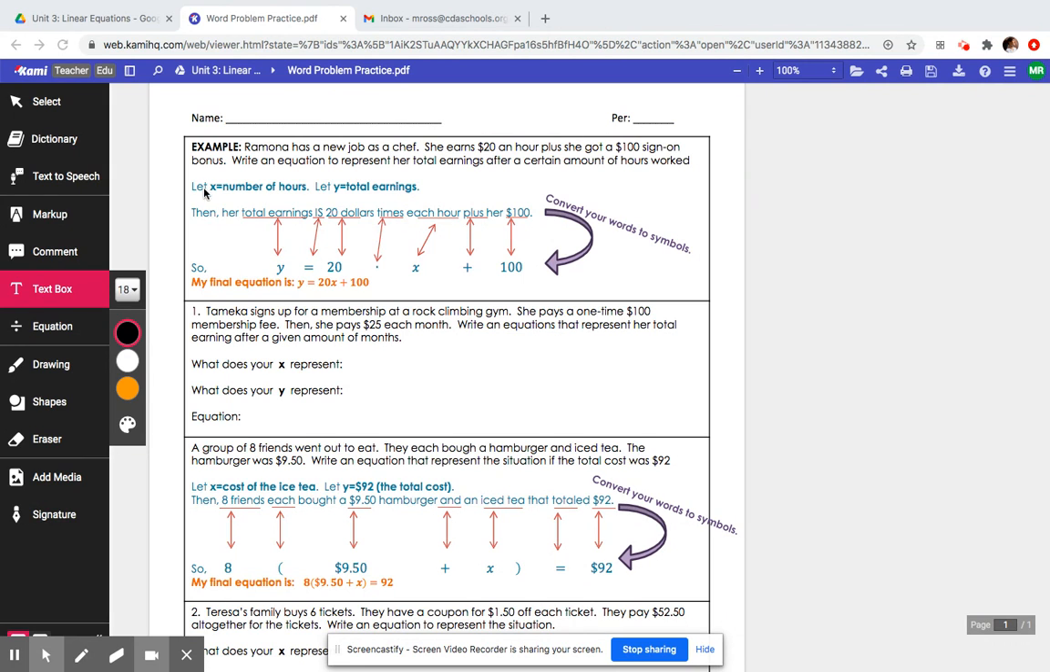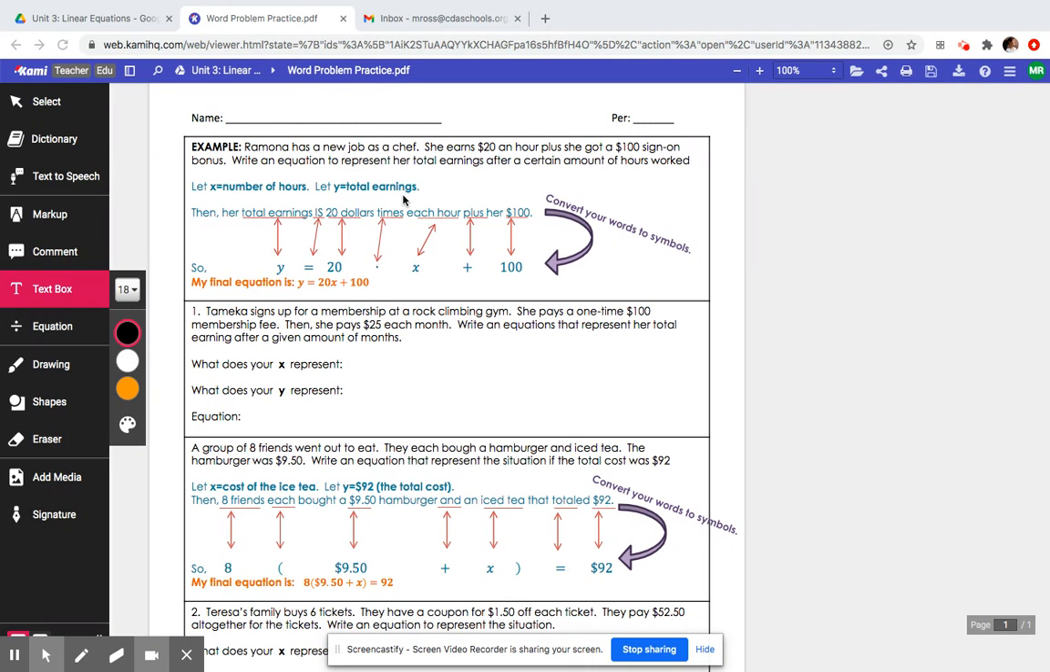If we're looking at this, we can let x represent the number of hours, because in our equation y equals mx plus b, that m is our slope, the constant rate of change. In this particular question, it's what she is getting paid per hour, and that would be $20. So $20 would be our m, and x would be the number of hours, because if we're getting $20 per hour, it's $20 times x.